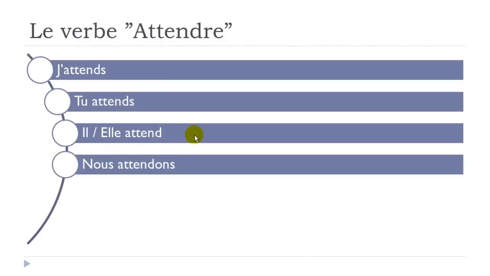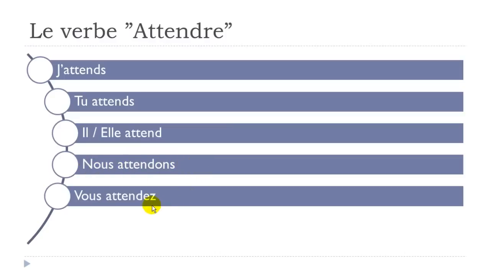Okay, but then nous is coming here, and then we've got the classic ending for nous, O-N-S. You don't pronounce the S, so you get only this on sound. Attendons, nous attendons. We'll make the link between the two, la liaison. Nous attendons. Vous form, same thing, classic ending for vous, EZ. When you combine the two, you get the sound E. Vous attendez, attendez. Let's put here the liaison, the link.